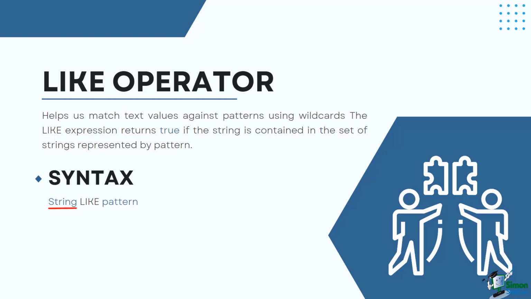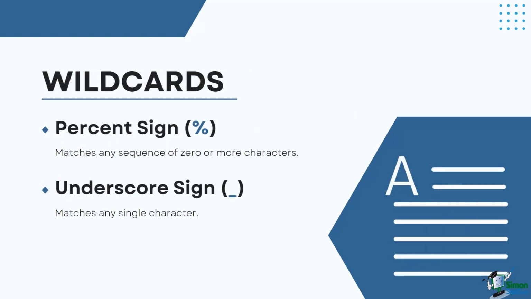String is the field or text expression, while pattern is a set of strings that you want to find in the string. LIKE pattern matches always cover the entire string. To match a pattern anywhere within a string, the pattern must therefore start and/or end with a wildcard character. PostgreSQL provides you with two wildcards. % matches any sequence of 0 or more characters. _ matches any single character.